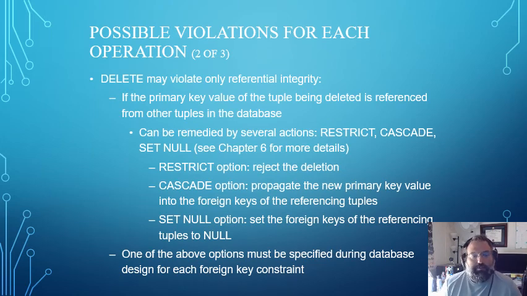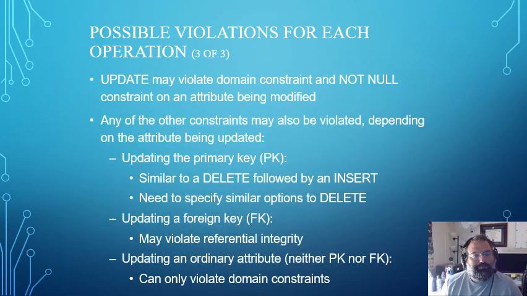Delete may violate only referential integrity, if the primary key value of the tuple being deleted is referenced from another tuple in the database. It can be remedied by several actions: restrict, cascade, set null. Chapter 6 will talk more about it. The restrict option rejects the deletion. The cascade option propagates the new primary key value into the foreign key of the referencing tuple. And the set null option sets the foreign key of the referencing tuple to null. One of the above options must be specified during database design for each foreign key constraint.